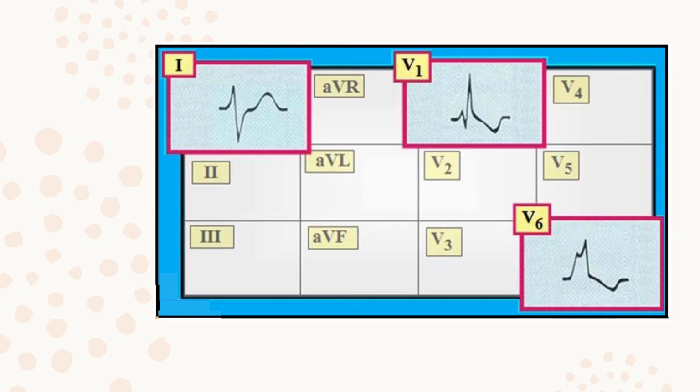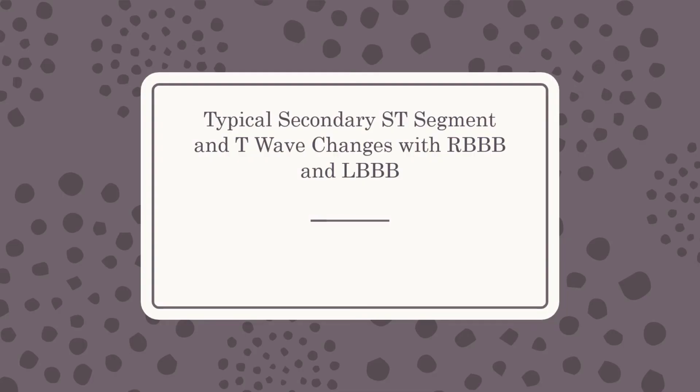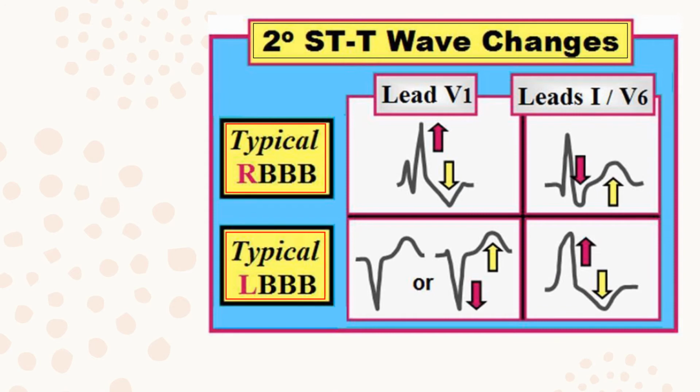Okay, so next, let's talk about the typical secondary ST segment and T wave changes that accompany bundle branch blocks. When we look at a bundle branch block, it is this wide and bizarre QRS. It has a problem with depolarization. That's the whole issue, right? There is a conduction defect that is prolonging depolarization.